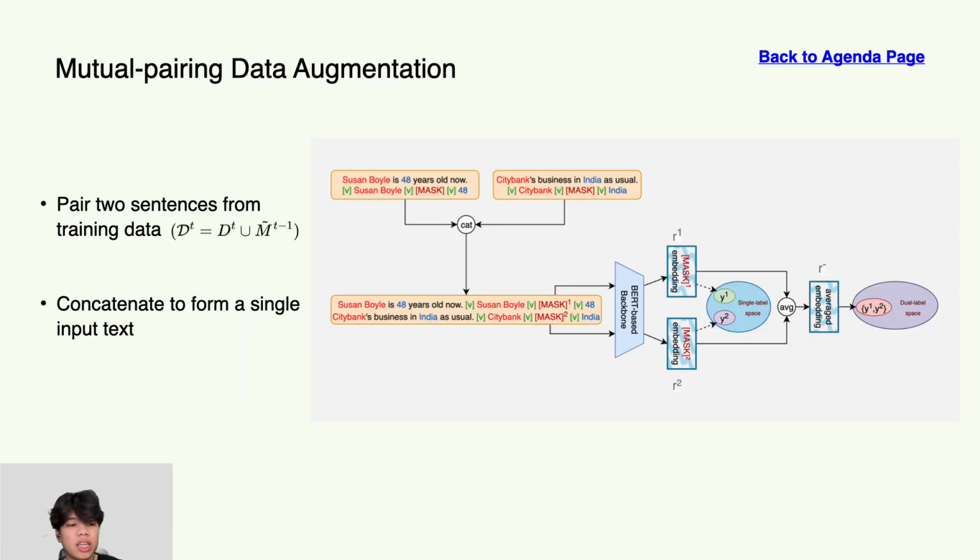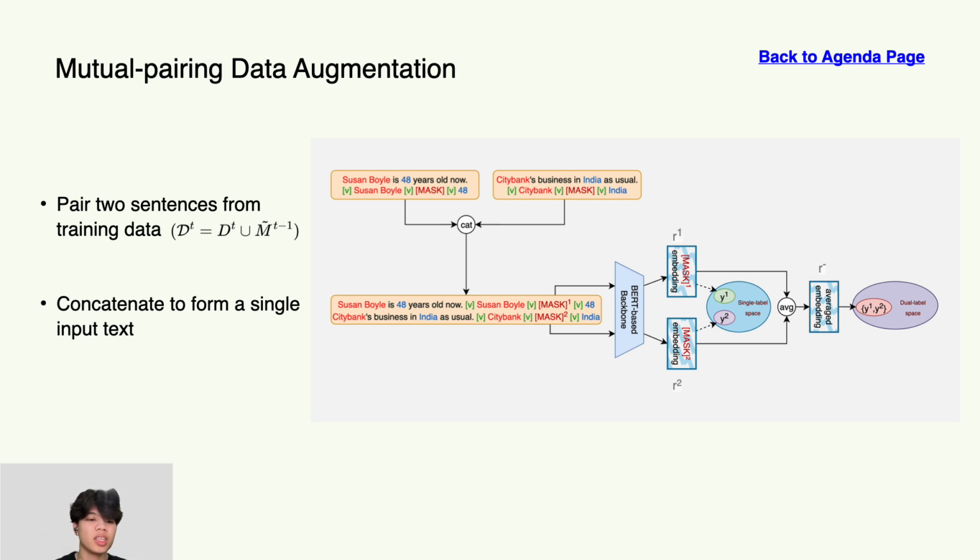So the core idea of our approach is surprisingly simple yet effective. We pair sentences from our training data to create new augmented training samples. So here's how it works. We randomly select a pair of data instances from our training sets. Then we concatenate the pairs to form a single input text.